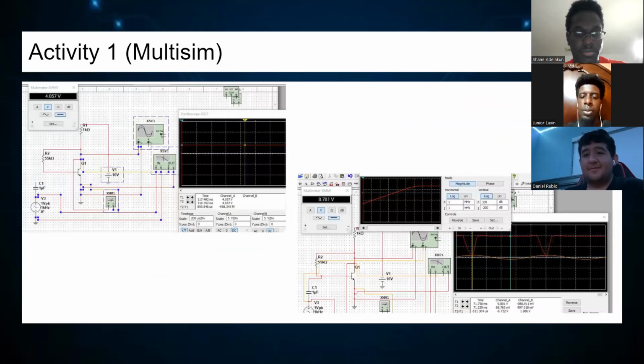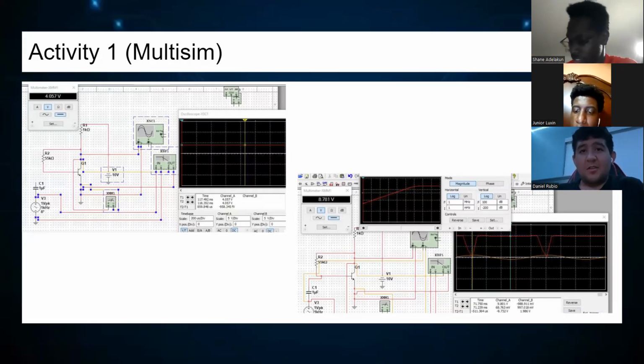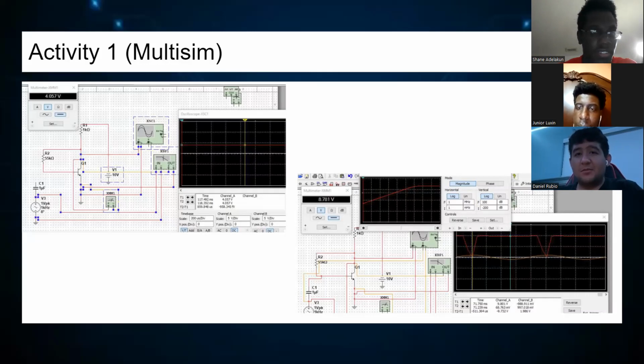This is the Multisim, and you see the resistor. I could barely see, like I said, I can see the reading: 4.057 volts. And for the other picture, it's 8.7081 volts, 8.78 volts. I had to zoom in to see it for real. It's okay, it's fine.